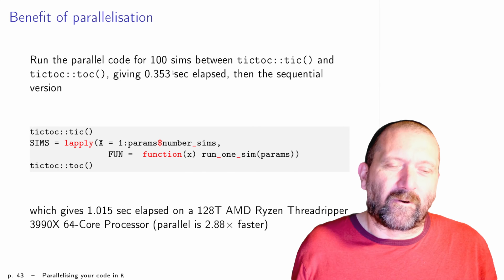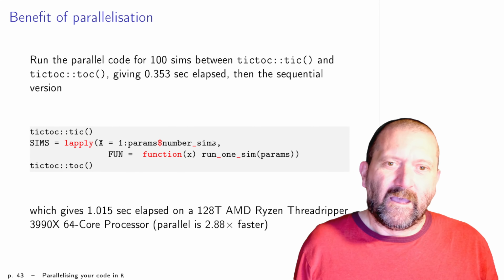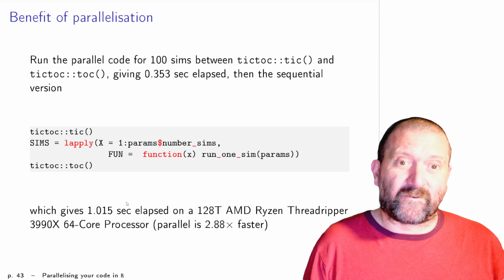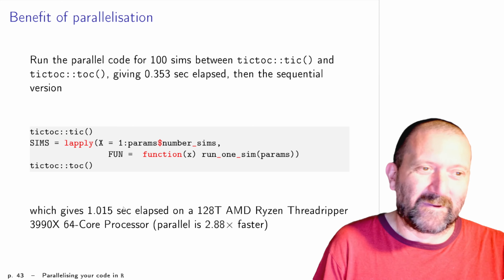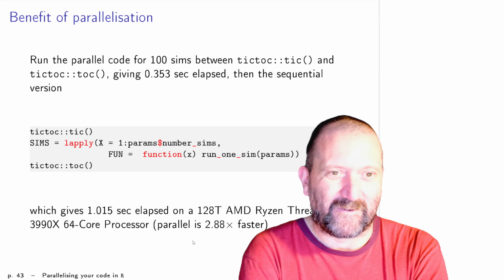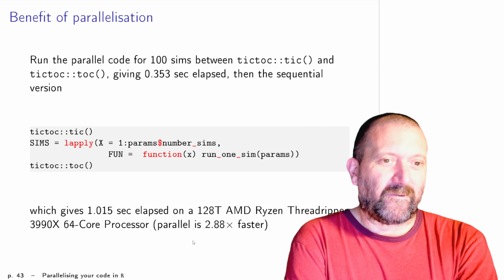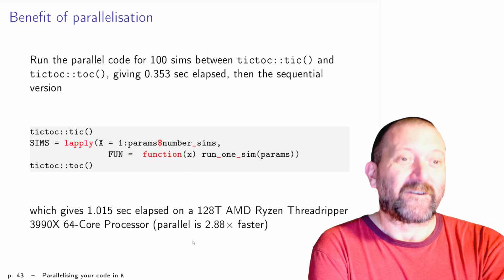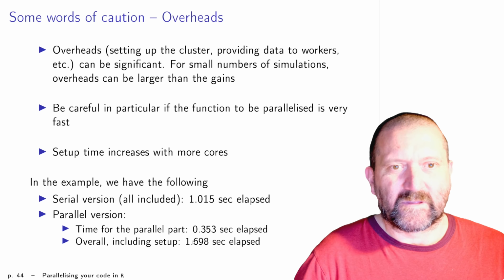So in this case, for 100 simulations with the parallel version, it took 0.35 seconds. Whereas if I use the non-parallel version, I get 1.05 seconds. So you can see that it's faster. It's 2.88 times faster, as a matter of fact, to use the parallel version than to use the sequential version, the lapply instead of parallel apply.